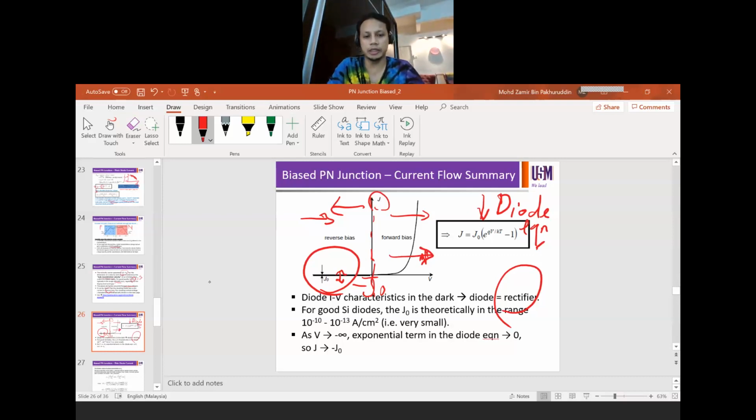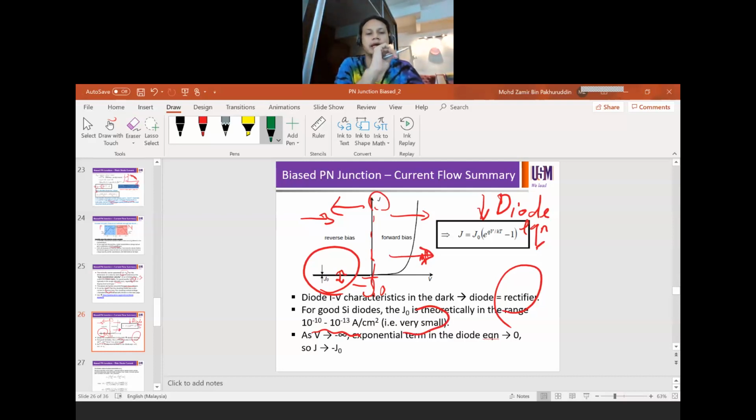So for a good silicon diode, J naught is theoretically in the range of 10 to the minus 10 to 10 to the minus 13. This is considered very small. If your J naught is up to 10 to the minus 5 or minus 6, that means your device has a very high leakage.